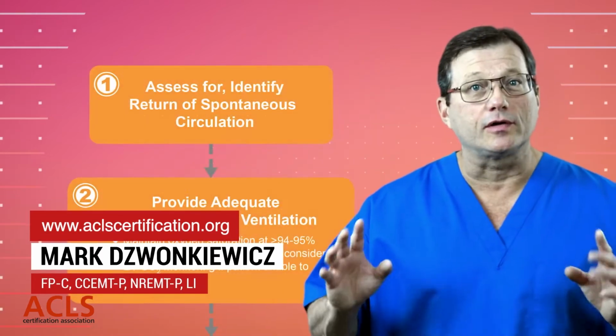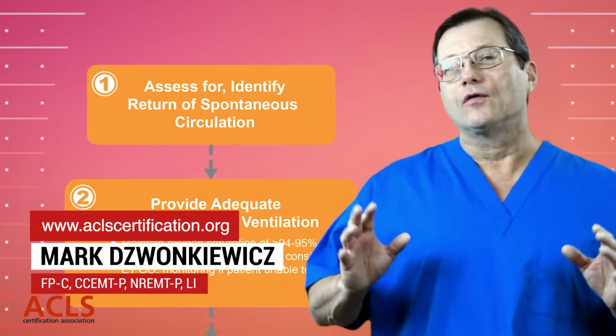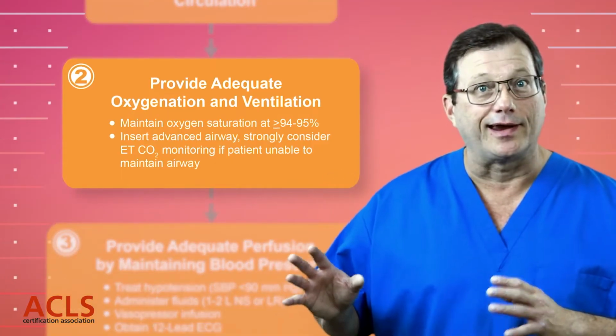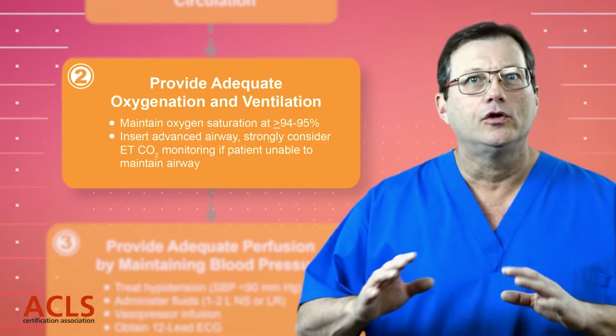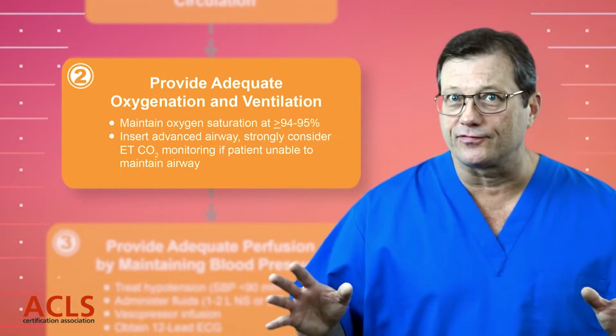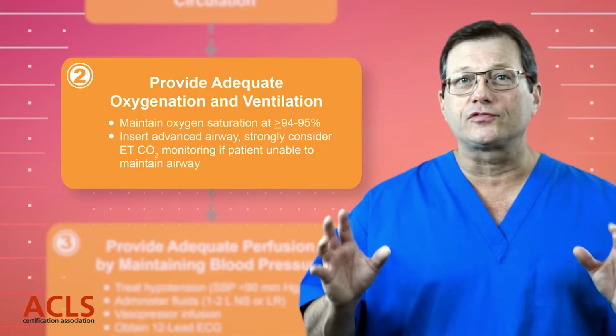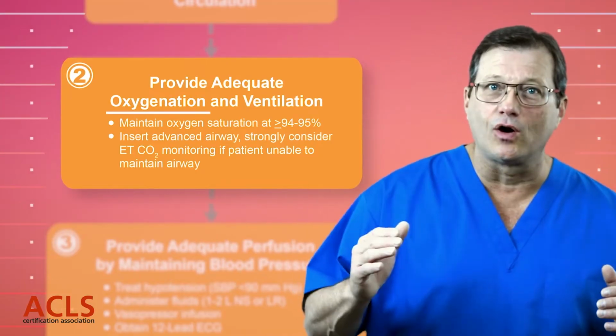Okay, so your patient has achieved ROSC, a return of spontaneous circulation. First thing we want to ensure is adequate oxygenation and ventilation. Air going in, air coming out. Two separate things with separate functions that require different pieces of equipment to monitor. First, the oxygenation. That's the air going in.